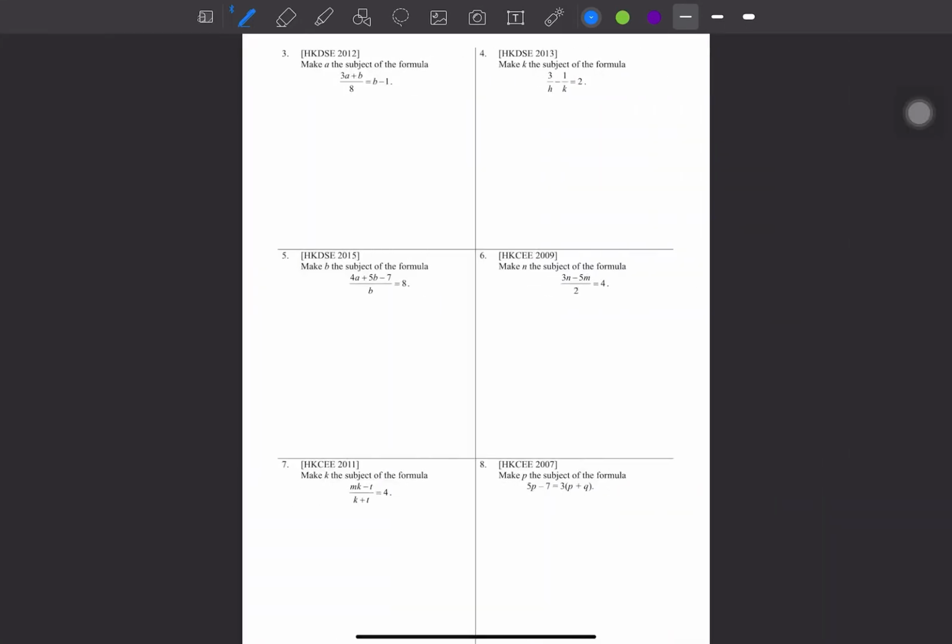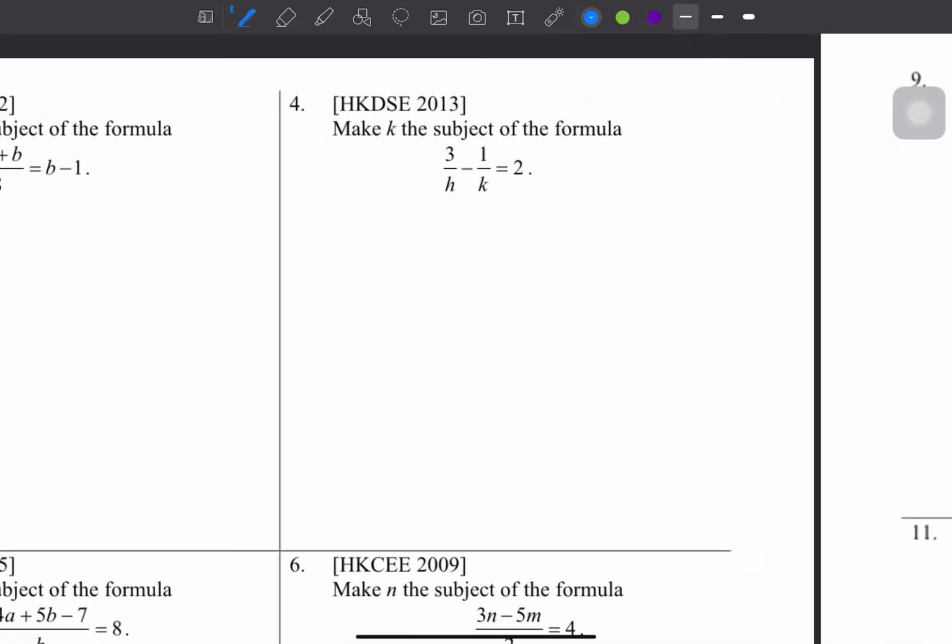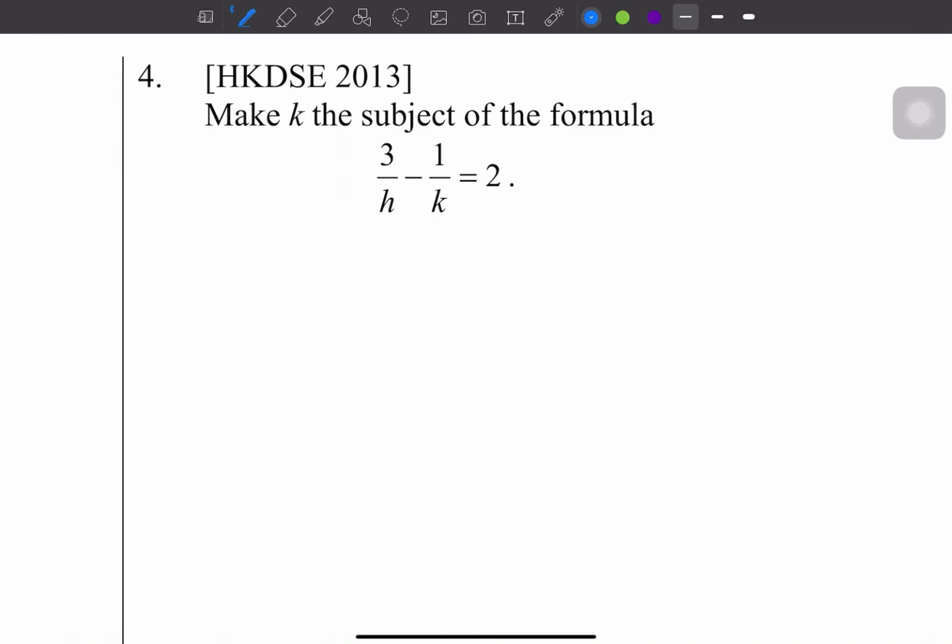One more question? The questions like this. Similar to the previous one, but this time we have 2 fractions. So by using the idea in the previous questions, step 1, you need to cancel out all the fractions. Cancel out all the denominator. What can we do? You need to multiply H and K on both sides.